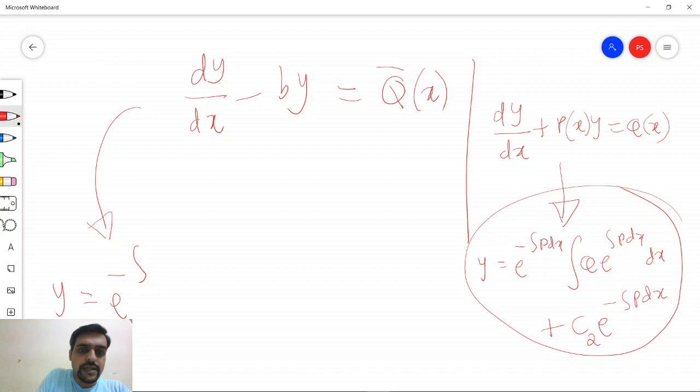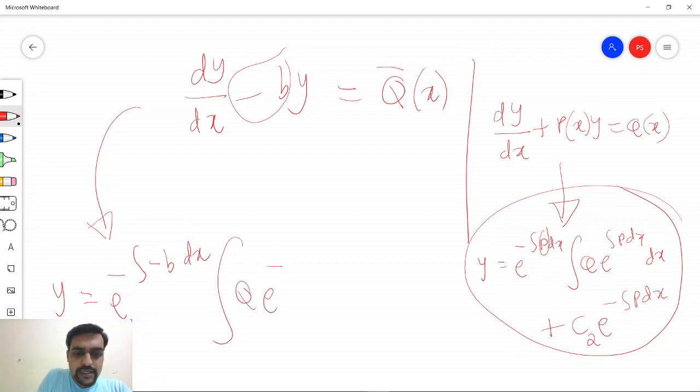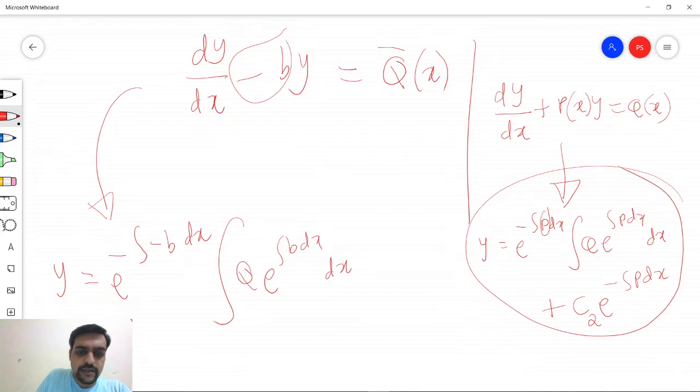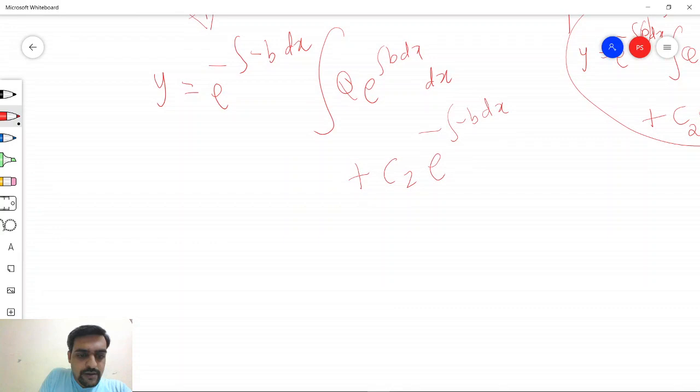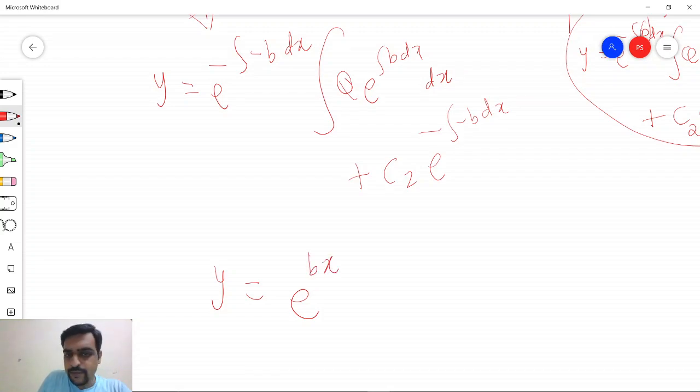e raised to minus integral. Now p is minus b in our case, so here we get minus b dx into q e raised to minus integral of b dx plus c2 e raised to minus integral of minus b dx. That is, y is now equal to e raised to minus minus becomes plus, b is a constant and integration of dx is x. So we get e raised to bx.